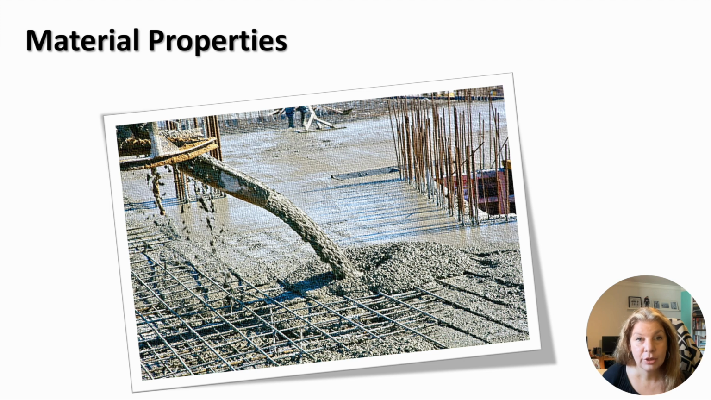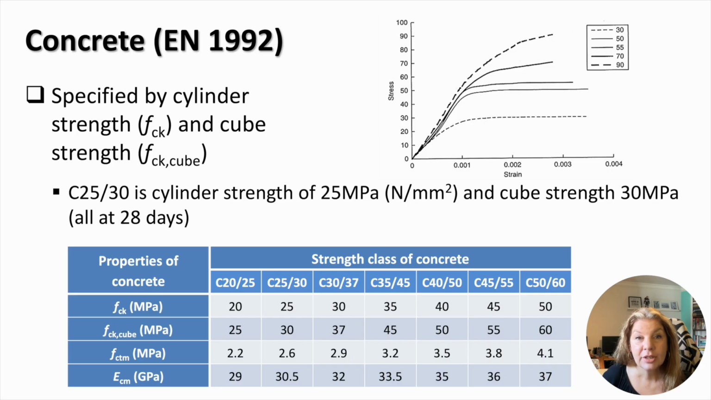Let's move on now to look at the material properties of concrete and reinforcing steel. As mentioned in the first part of this introduction, there are two types of standardized tests used for establishing the compression strength of concrete, cube and cylinder. Each test gives a different value of strength. As a result, the concrete strength can be defined either as cube strength or cylinder strength.